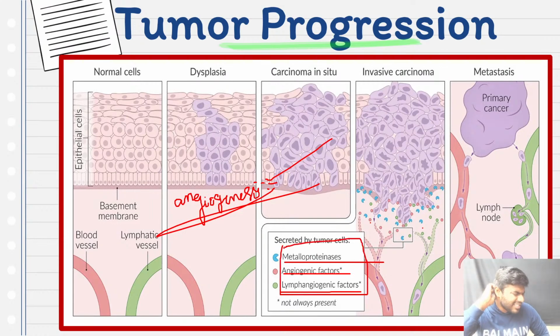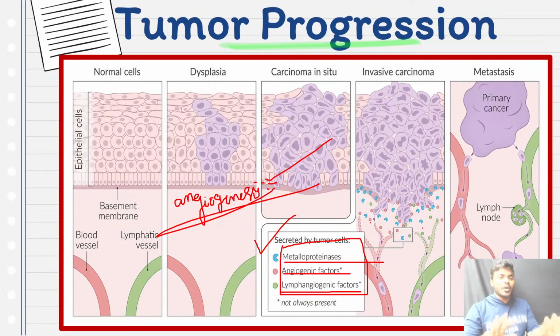Please don't think that these metalloproteinases, angiogenic factors and lymphangiogenic factors are secreted by the normal cell at all. They are secreted only by the tumor cell. Friends, why are they secreted by the tumor cell? They are secreted by the tumor cell to enter into the adjacent tissues via blood vessels or via lymphatic vessels. Please kindly do not get confused with that.